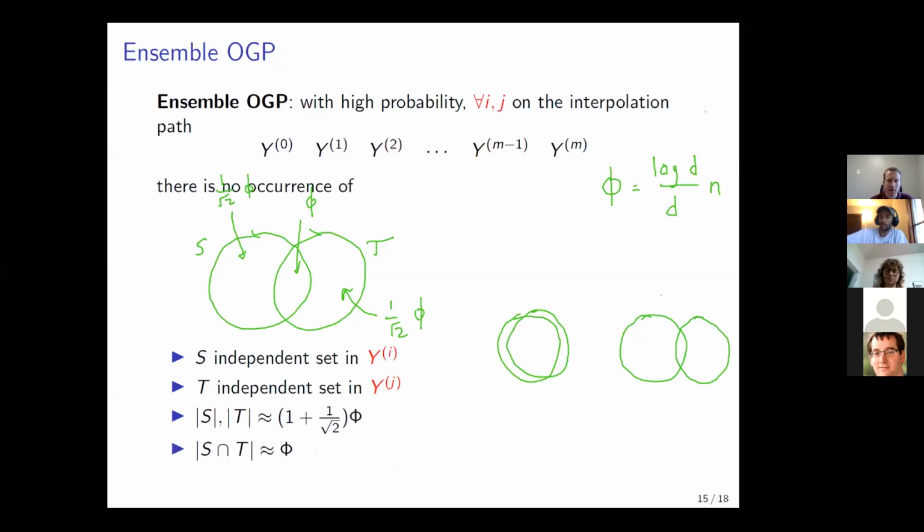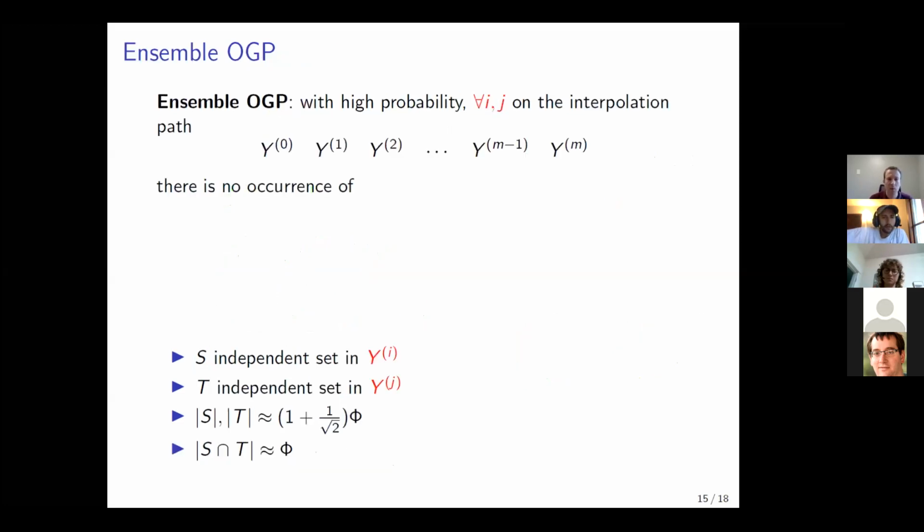Now for us, this was actually just a warm-up. We actually need what's called the Ensemble OGP, which is, again, the same thing. There's this same forbidden type of pattern, but now S is allowed to be an independent set in one of these random Ys, and T is an independent set in a possibly different one.